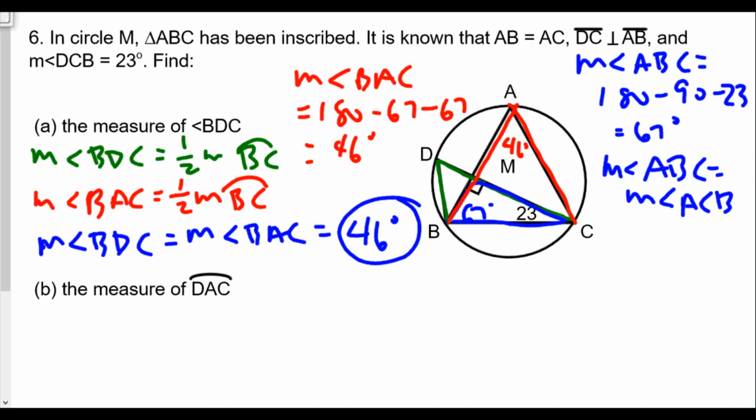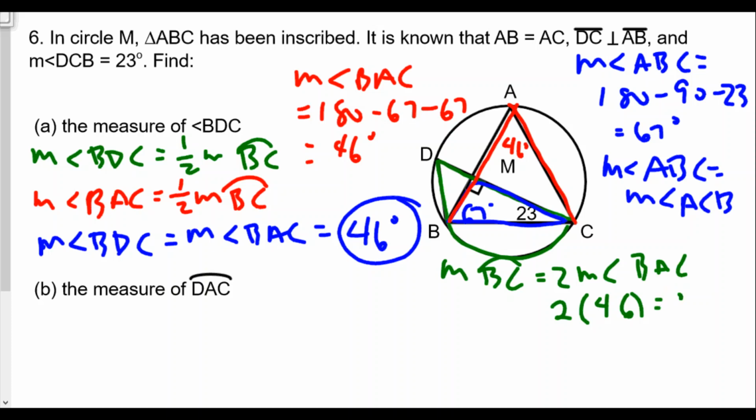Now I want to find the measure of arc DAC. Well, now here's the thing. We know that the measure of arc BC equals 2 times the measure of angle BAC. So 2 times 46 must equal 92 degrees. So this is 92 degrees.